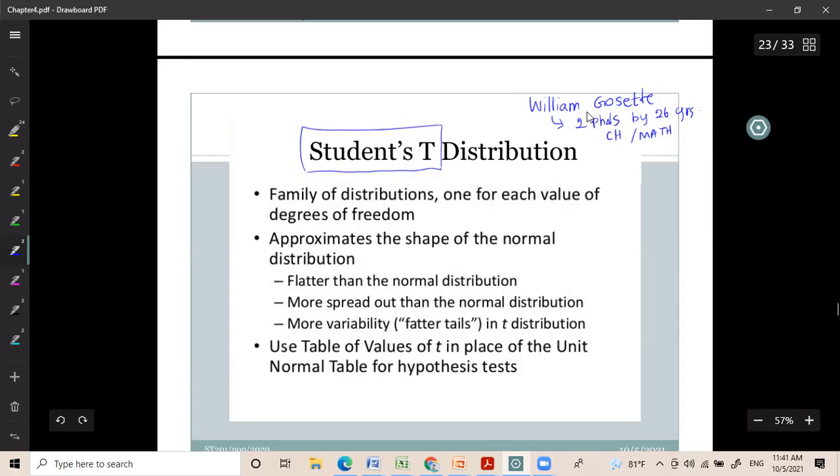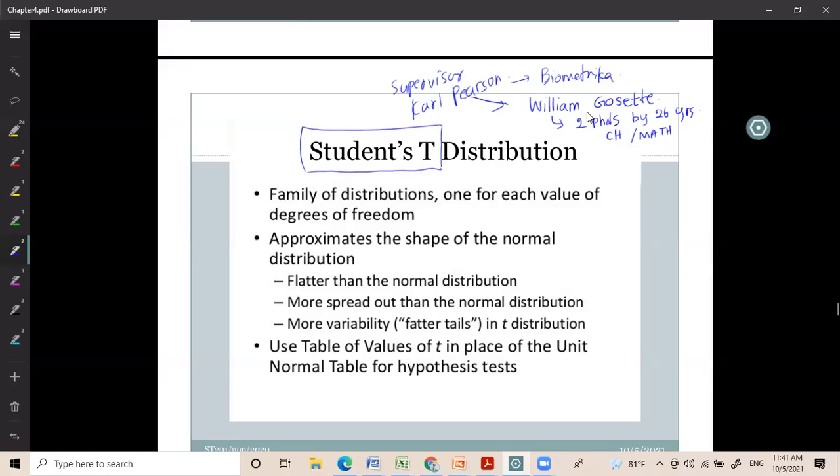So he went to his supervisor, Carl Pearson. You know Pearson, right? You know Carl Pearson, the one who developed Pearson's correlation coefficient. Carl Pearson was his supervisor, and he has the journal Biometrika, the well-known Biometrical Journal. He's the chief editor. So Gossett went to his supervisor and showed this nice finding.